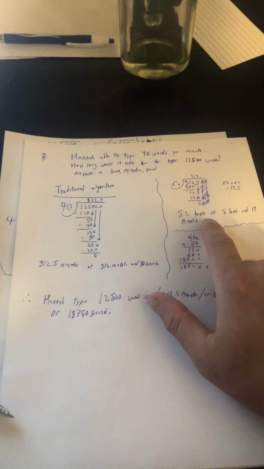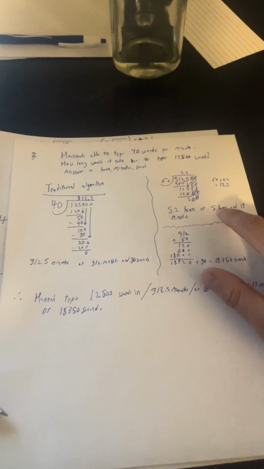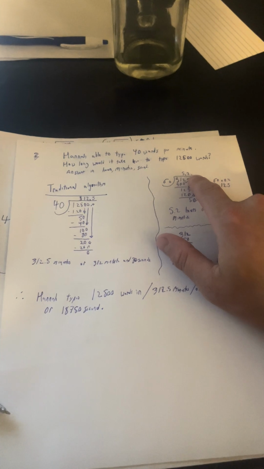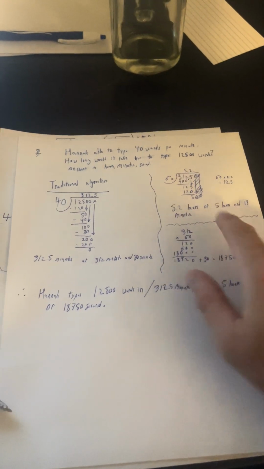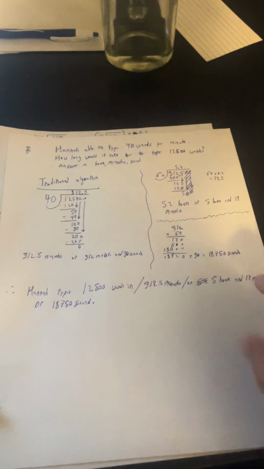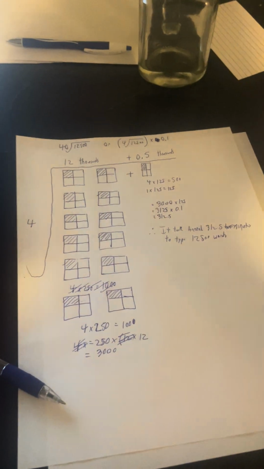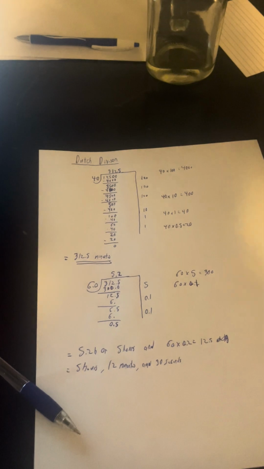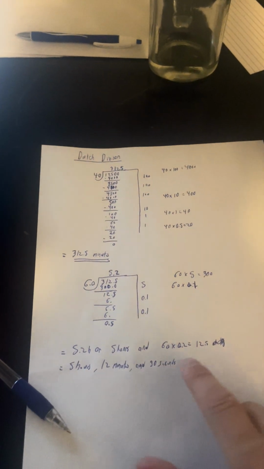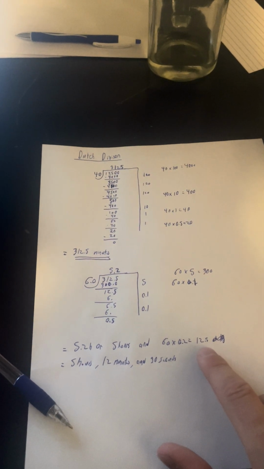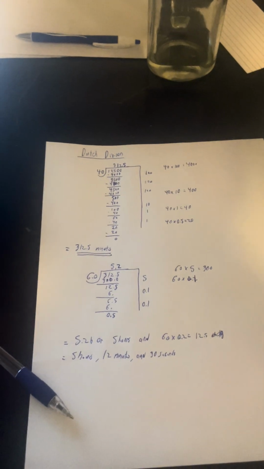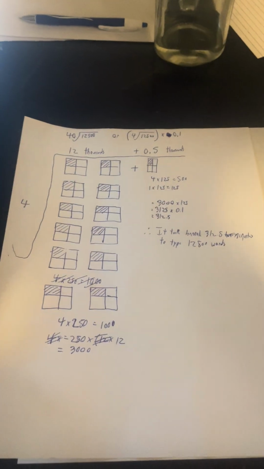So our total is 5.2 hours. 5.2 hours also equates to 5 hours and 12 minutes. Sorry, I put 5 hours and 13 minutes there, but it's actually 5 hours and 12 minutes and 30 seconds. Sorry about that.